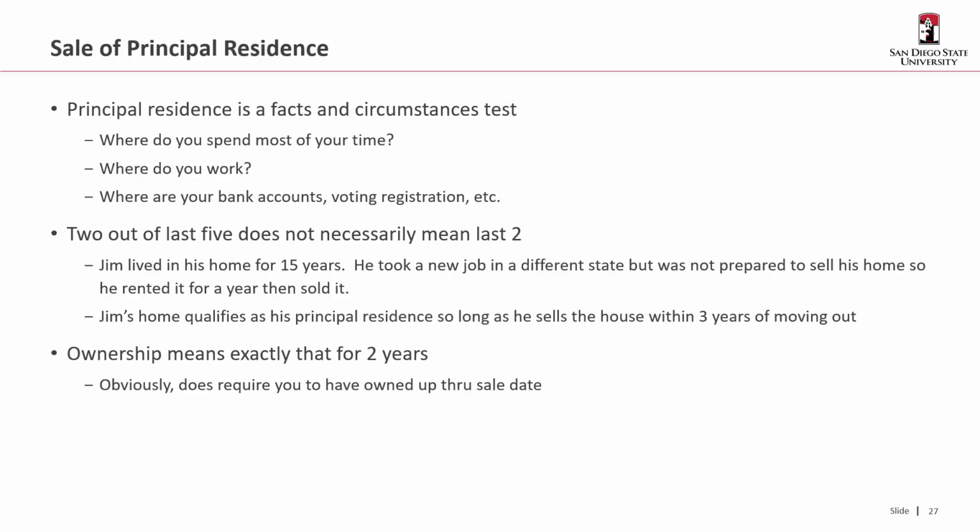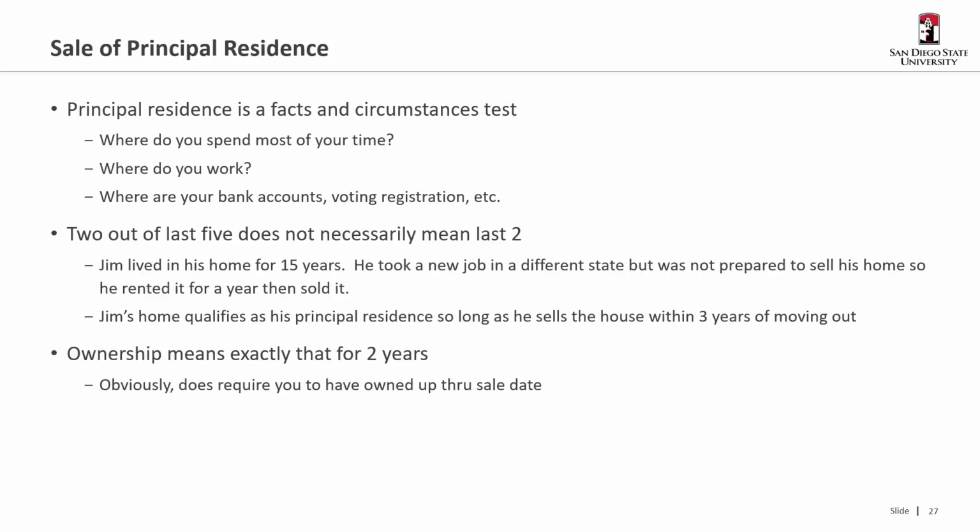So 2 out of the last 5 does not necessarily mean the most recent 2. For example, Jim lived in his home for 15 years, but then he took a new job in a different state. But he simply wasn't ready to sell his home, so he rented it for a year, and then he sold it. So as long as Jim sells that house within 3 years of moving out, it still qualifies as his principal residence, because in the 5-year look-back window, he owned it and used it as his principal residence for at least 2 of those years.